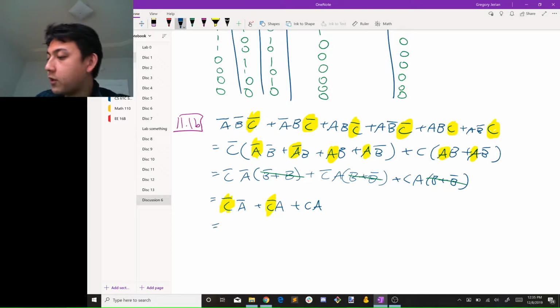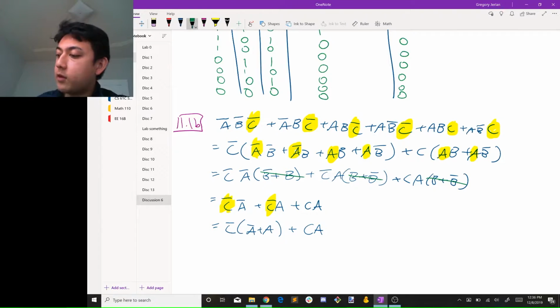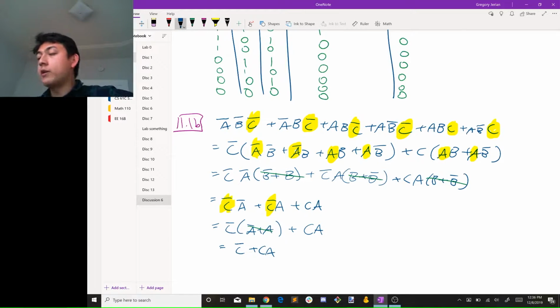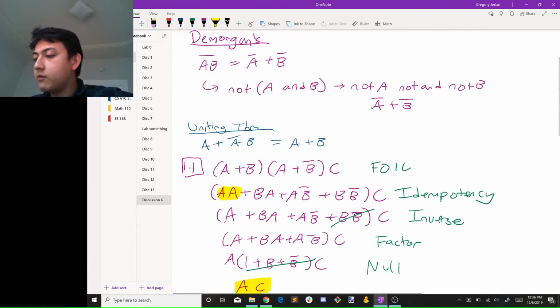And what we get here is not C, not A, or CA, right? And once again, we'll do the same trick here. This is 1, okay? By the null property, inverse property, whatever, it's the same thing. So this will equal not C or C and A. Now this is pretty close to being done, but once again we have the uniting theorem, which comes to save the day again.